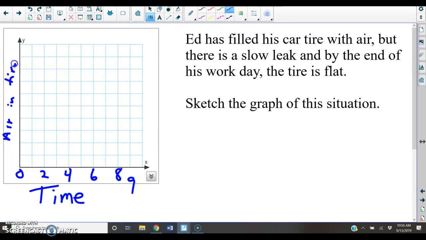But this would be his air in his tire. And maybe we're talking air pressure. So air pressure often starts at 32 to 34. So 10, 20, 30. So what's happening? It's a slow leak, and by the end of the day, his pressure, or the air in his tire, it's flat. And that will reflect what is happening.